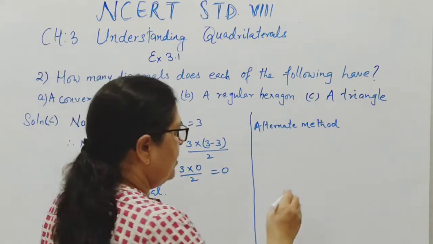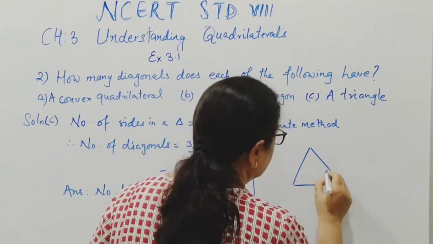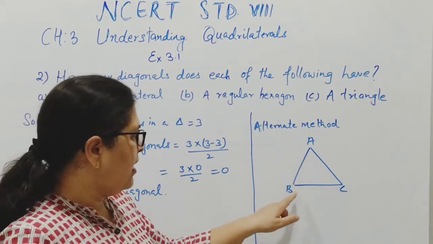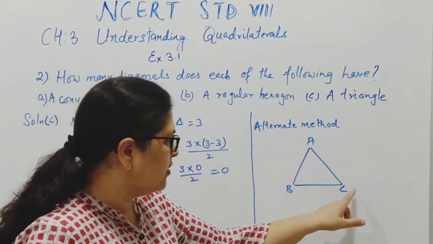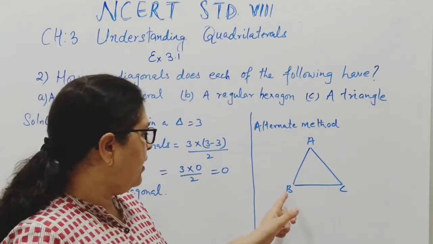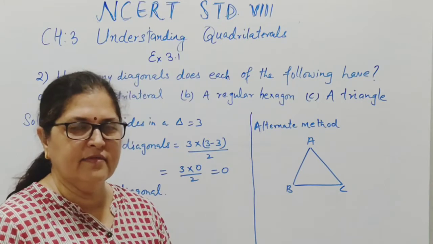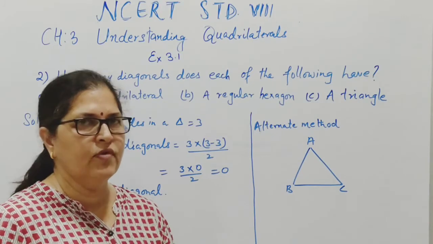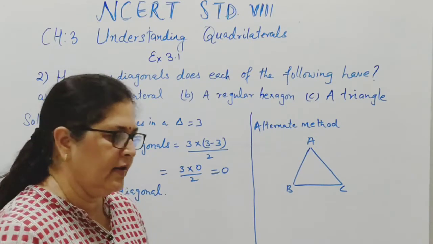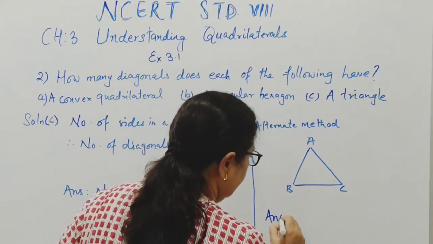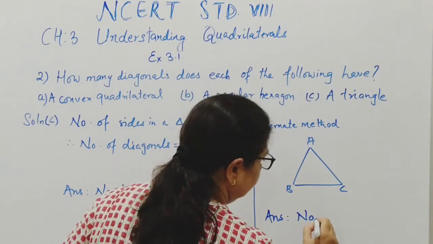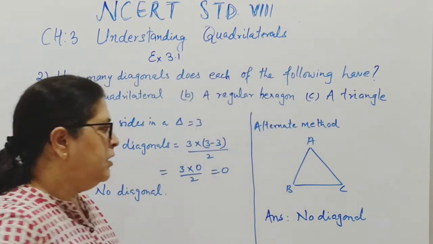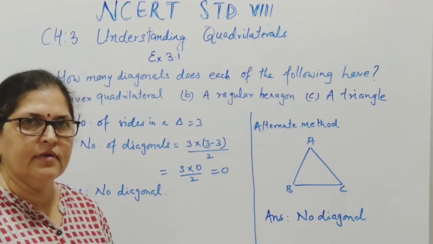Now we will check by drawing. Here ABC is a triangle. A and B are adjacent vertices. Similarly, A and C are also adjacent vertices, and B and C are also adjacent vertices. So in a triangle there are no non-adjacent vertices, so we cannot draw any diagonal in a triangle. Hence the answer is no diagonal. In both the cases, we'll get the same answer.